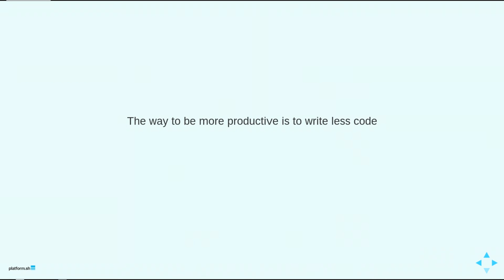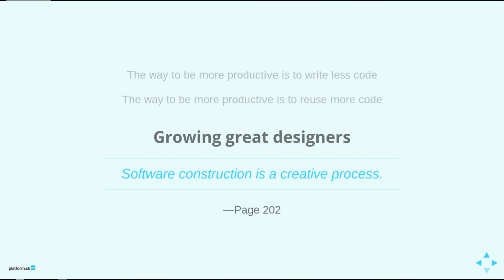The way to be more productive in writing code is to write less of it. It's to write less code. The way to be more productive is to reuse more code, which means sharing more code. Open source, that is what we do. Open source, I would argue, is the greatest productivity improvement in computer technology in the last 30 years.